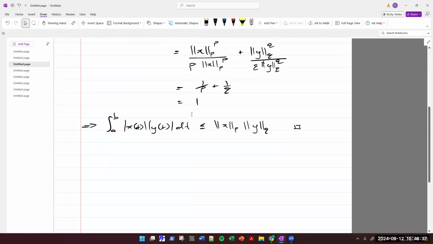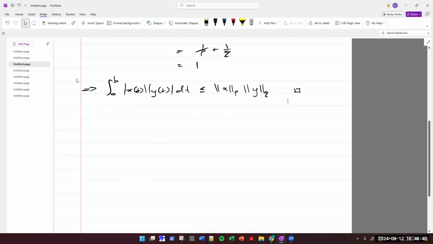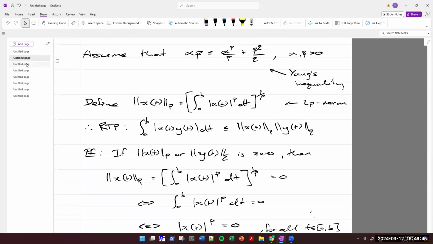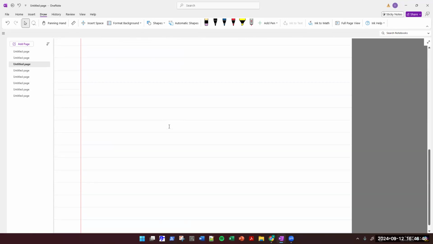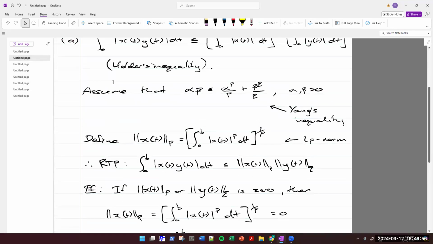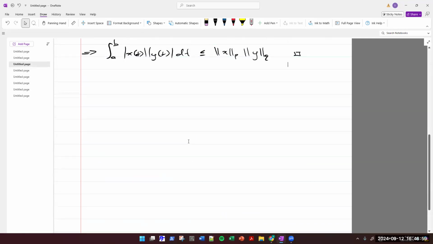Okay, so now that we have Holder's inequality, we can now prove Minkowski's inequality. So let me write Minkowski. Okay, so this is part B. Part B, Minkowski's, which is what we wanted. Minkowski's inequality is essentially the triangle inequality.